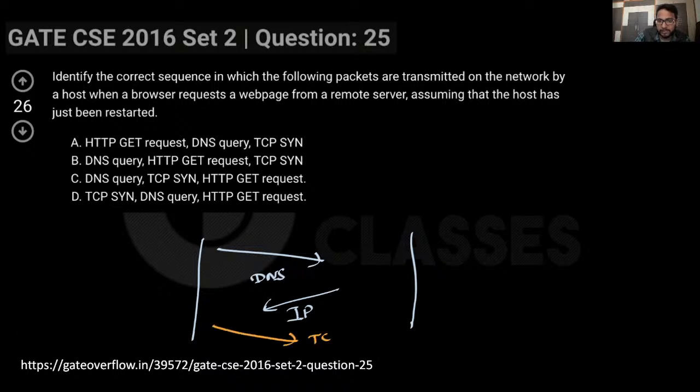Once you know the IP address, then you establish a TCP connection. That's the first step after you know the IP address. Once you establish the TCP connection, only then do you do other things, which means you use HTTP or whatever you want to use. So DNS, TCP and HTTP should be the answer. That's why C is the correct answer.